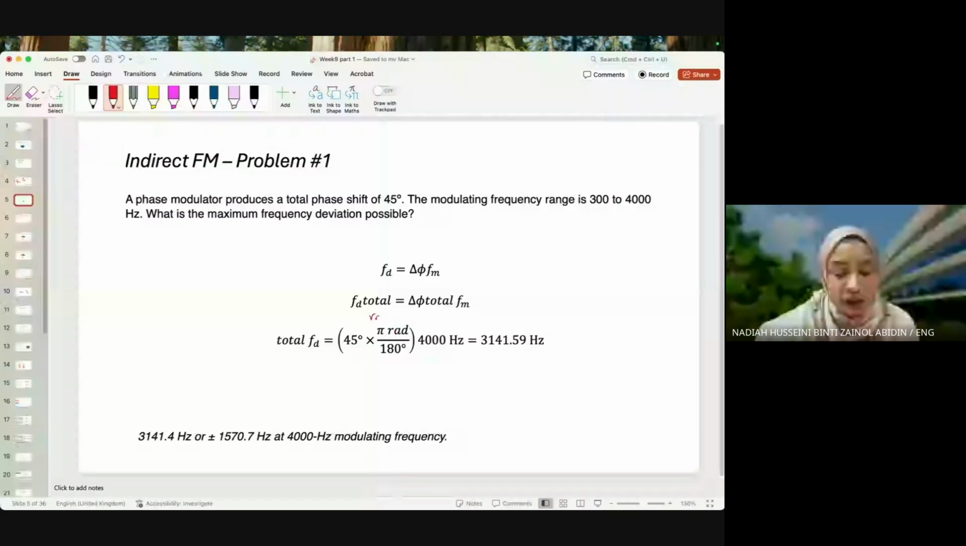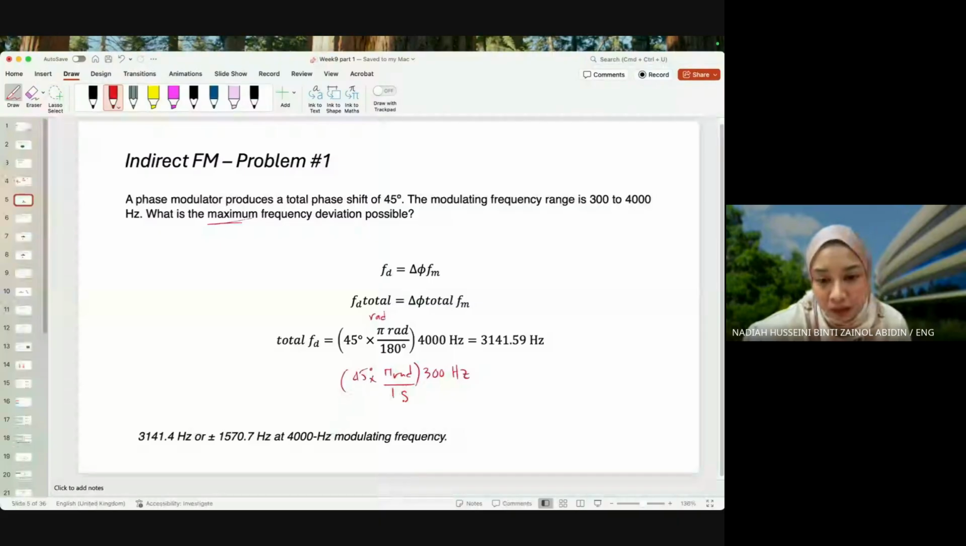And then the frequency is 300 to 4,000. What is the maximum frequency deviation possible? Here I am inserting FM as 4,000 because we're talking about the maximum. I can also do the 300 hertz, no problem, and you would have it like this. But obviously this is not going to be the maximum because the value is small. You can try it if you want to prove it: start with 300 and get the answer, then plug in FM as 4,000 and you would get this answer. So this is just using the equation and understanding what the question wants.